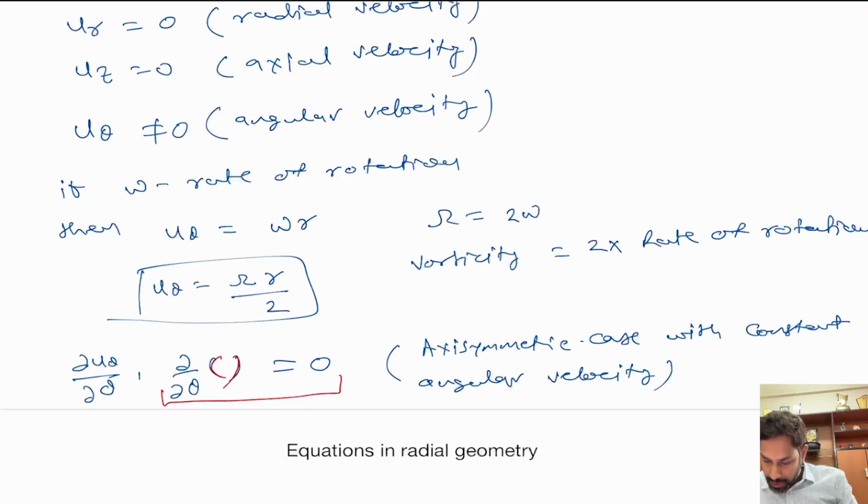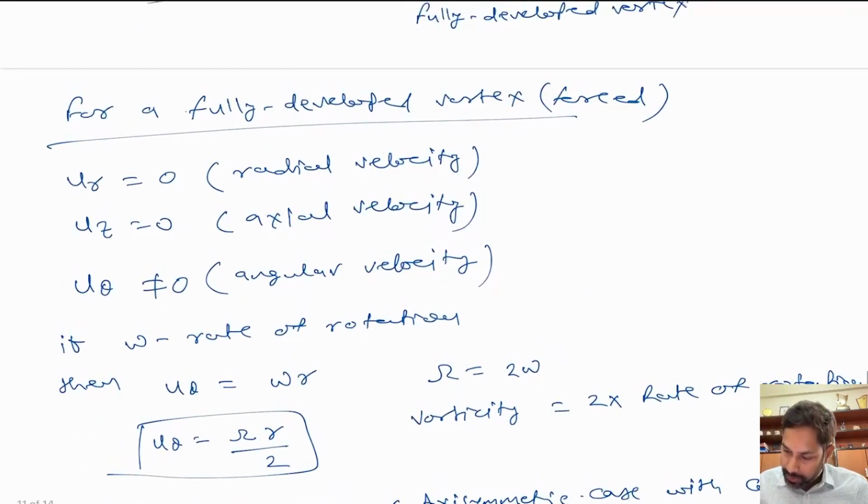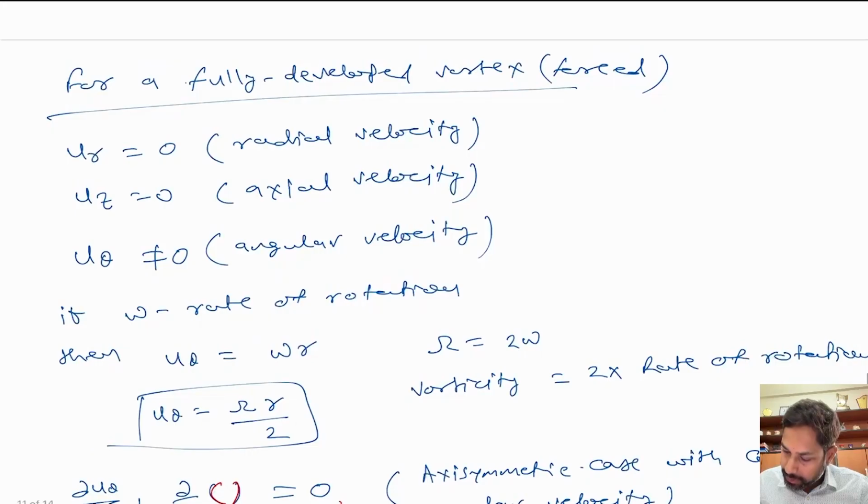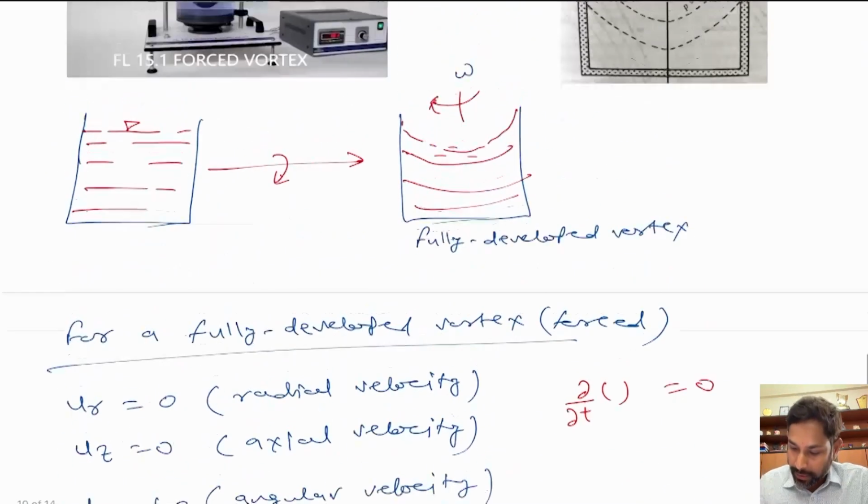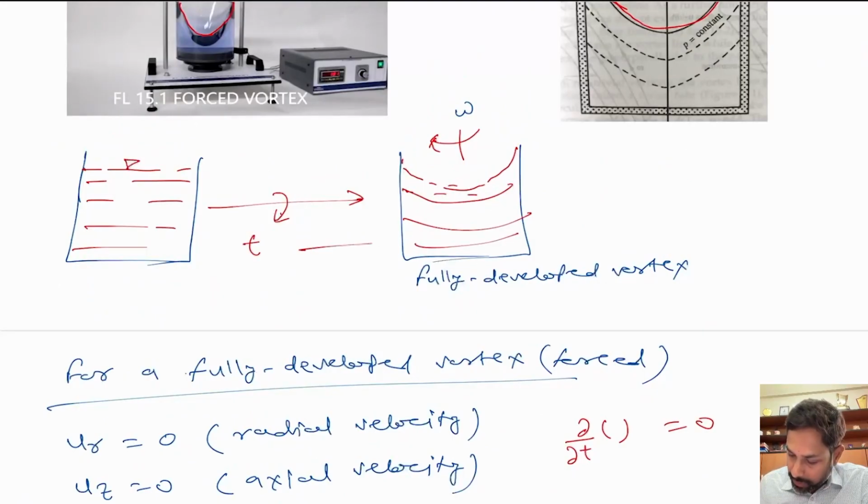Okay, and now one more thing that we have to understand is that once it is fully developed, things are not changing in time. So the d by dt term will also be 0. None of the velocities is changing with time once the flow is fully developed. In the early time when you start rotating it, obviously it will change with time. Till here this is a function of time, but once it reaches here it becomes steady. Sorry, it can be considered a steady flow, not unsteady.